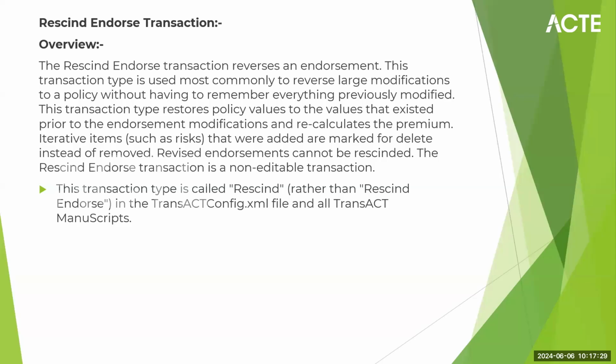The transaction type restores policy values to the values that existed prior to the endorsement modification and recalculates the premium. Iterative items such as risks that were added are marked for delete instead of removed. A revised endorsement cannot be resigned. Suppose for example you have done premium changes, such as risk coverage related premium changes, which are iterative. Those will be marked as delete, but will not be removed. When it is reverted back and you open it, if you want, you can delete it.